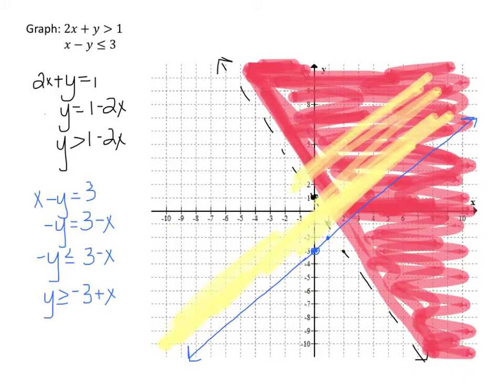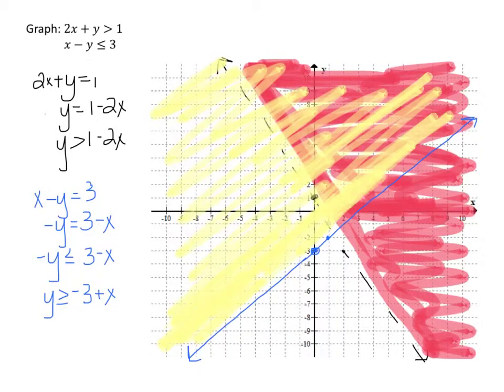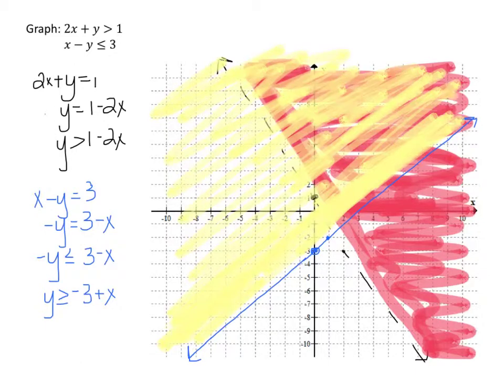Notice where the red and the yellow overlap. This region will be the solution to the system. So this area here is the solution to the system.